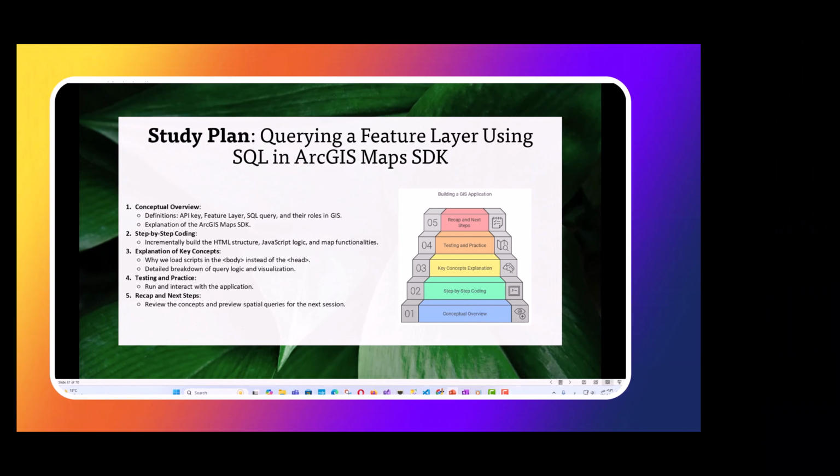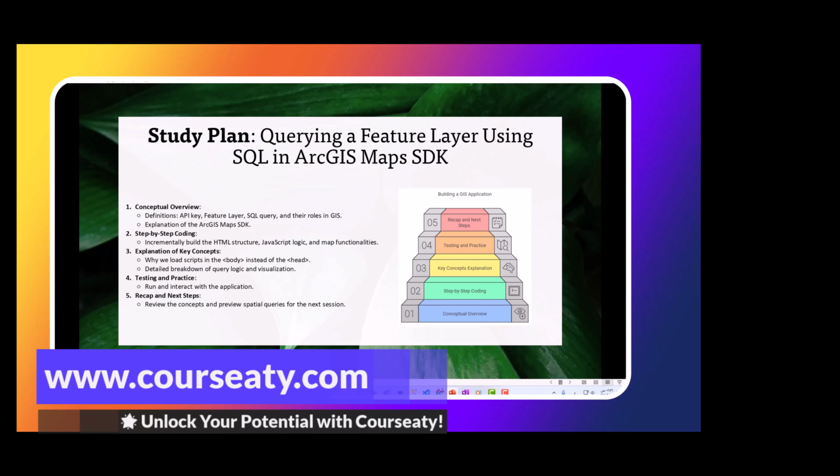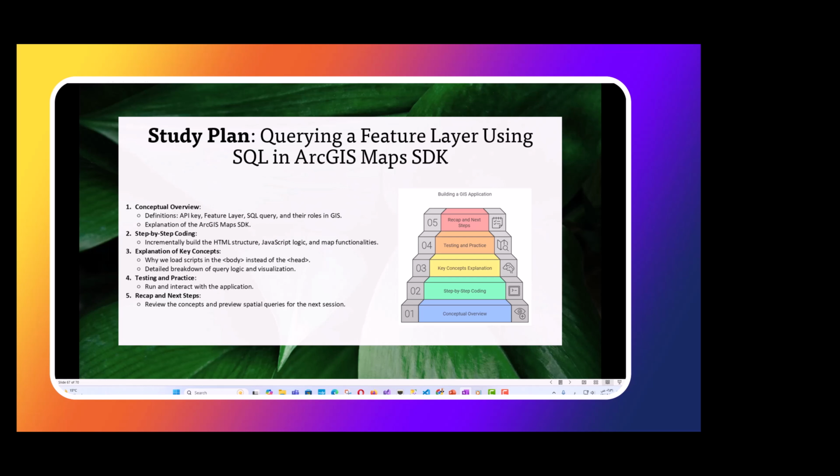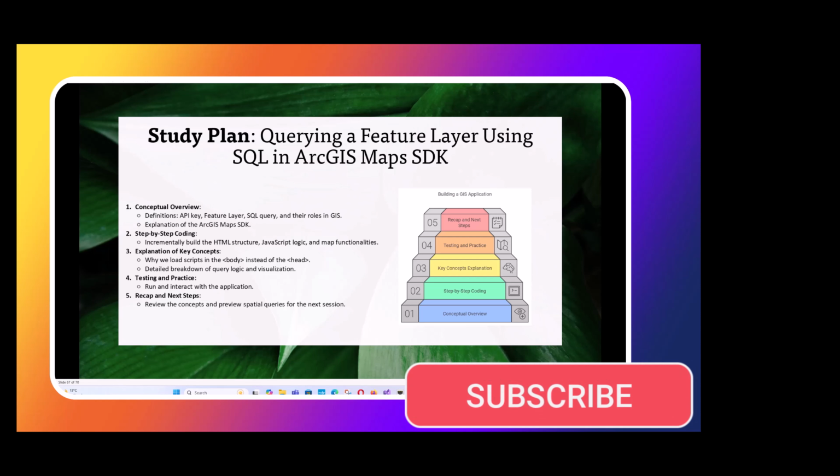Educational plan. Step 1. Conceptual overview. Definitions: API key, feature layer, SQL query, and their roles in GIS. Explanation of the ArcGIS Maps SDK. Step 2. Step-by-step coding. Incrementally build the HTML structure, JavaScript logic, and map functionalities. Step 3. Explanation of key concepts. Why we load scripts in the body instead of the head. Detailed breakdown of query logic and visualization.